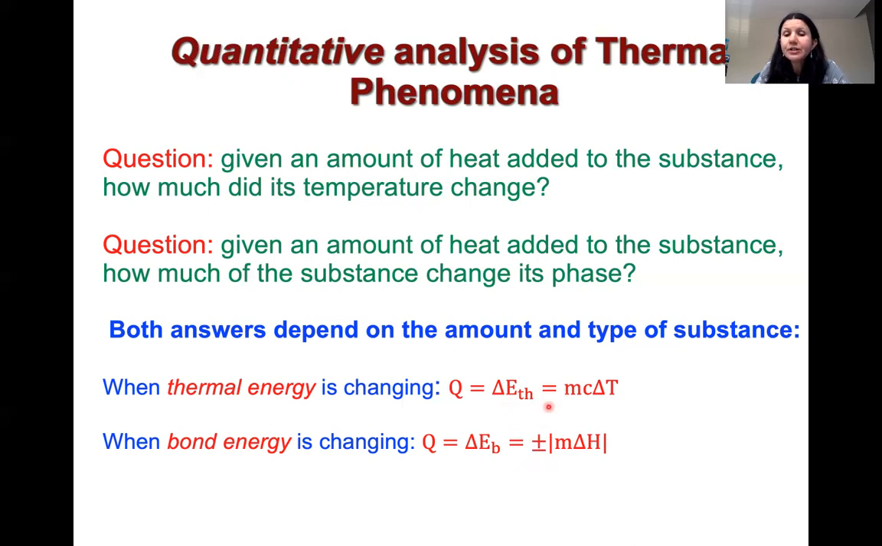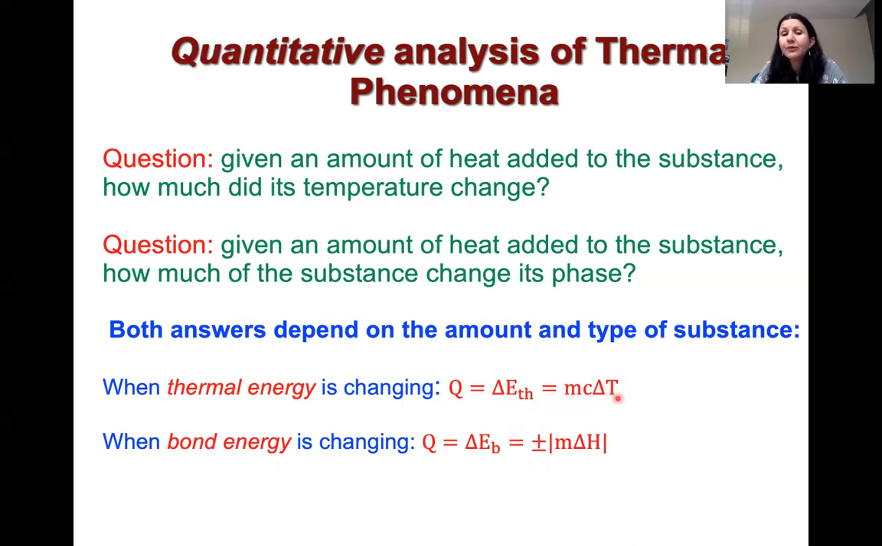Now for thermal energy, the sign naturally comes from delta T. So if your delta T is positive, this delta T always means final minus initial. So if you start at 0, you end up at 20 degrees Celsius.